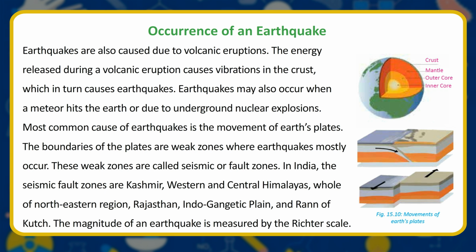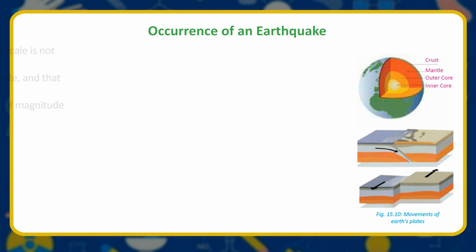The boundaries of the plates are weak zones where earthquakes mostly occur. These weak zones are called seismic or fault zones. In India, the seismic fault zones are Kashmir, Western and Central Himalayas, whole of northeastern region, Rajasthan, Indo-Gangetic Plain, and Rann of Kutch. The magnitude of an earthquake is measured by the Richter scale.